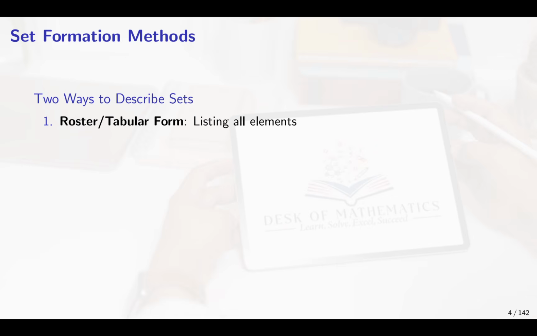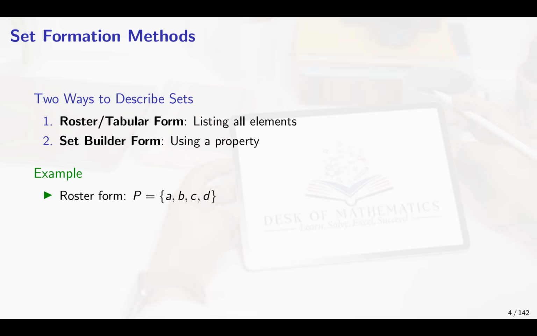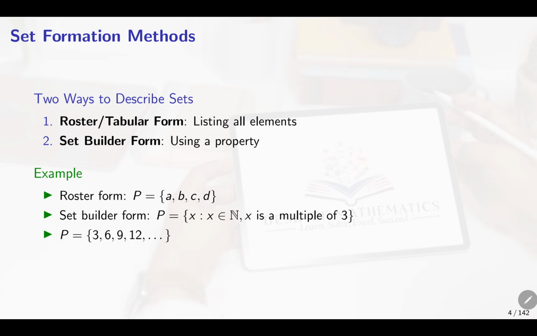We have two forms of a set. One is the roster form, which lists all the elements, and the other is the set builder form, in which we give the elements with some property. For example, the set P has the elements A, B, C, D. This is a roster form. If we denote a set X such that its elements are natural numbers and multiples of 3, this will be the set builder form. Then its roster form will be this.